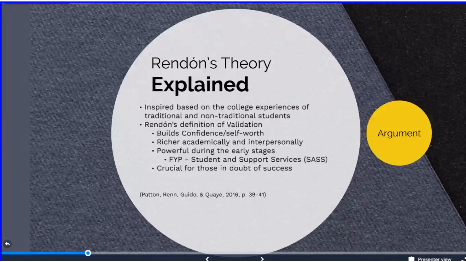Students in this kind of category could be first generation college students, part-time students, and even international students. So we want to make sure, or Rendon's theory makes sure, that if those types of students are being validated, they won't doubt their academic success.